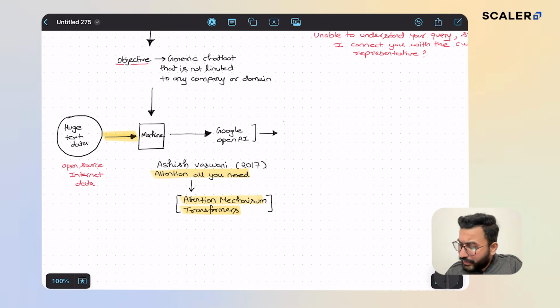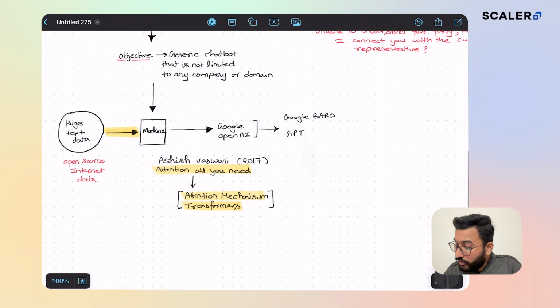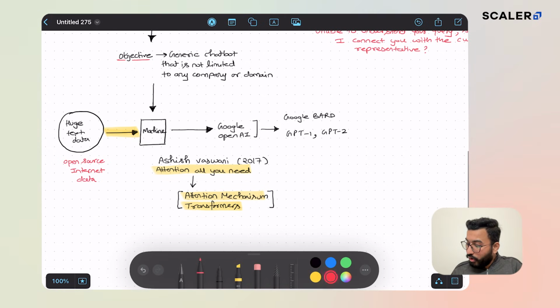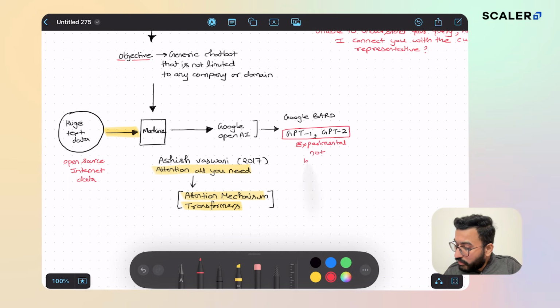Google was working on their project named Google Bard, BARD, while OpenAI was working on GPT. So they launched GPT-1, they launched GPT-2, but these two launches, GPT-1 and GPT-2, were not public launches. They were experimental and not launched to the public.